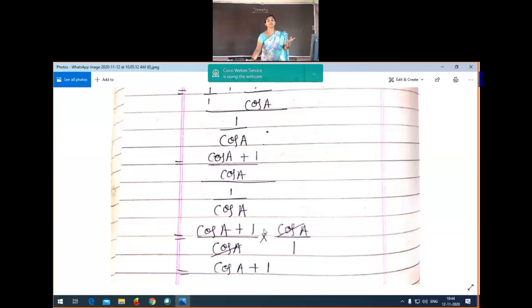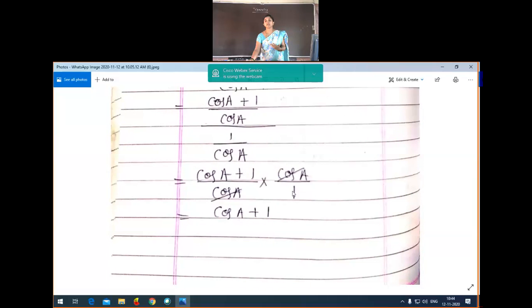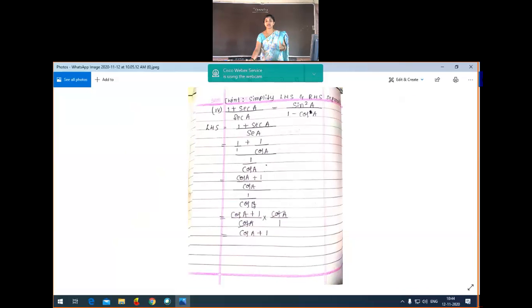Now just apply the reciprocal concept. Cos A plus 1 by cos A into this 1 by cos A, which is converted as cos A by 1 after applying the reciprocal. Then this cos A and cos A get cancelled. Cos A plus 1 divided by 1 is remaining. Then cos A plus 1 is the LHS part. Further we cannot move. Okay. This is the final solution for the LHS. Let us keep this LHS as it is. In the LHS part we got cos A plus 1 as our answer.